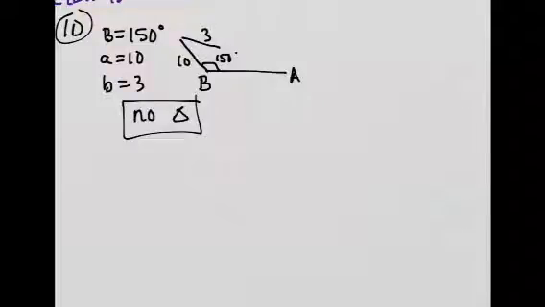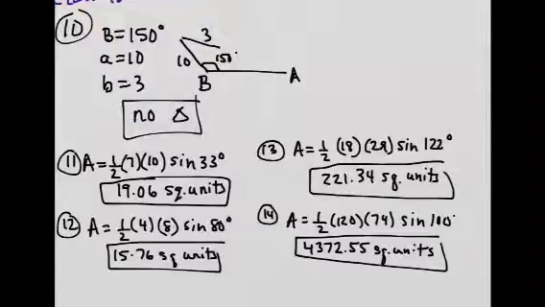Alright, so number 10, you have an obtuse angle, and because this side is shorter than this one, it doesn't reach the third side, so there is no triangle. So 11 through 14 are all side-angle-side triangles, and they want the area. Here's the setup for each one. They're all set up the same way: the two sides multiplied by a half by the sine of the included angle. It's just punching in the numbers in your calculator. The setup is identical, there's no ambiguity. It's pretty straightforward.